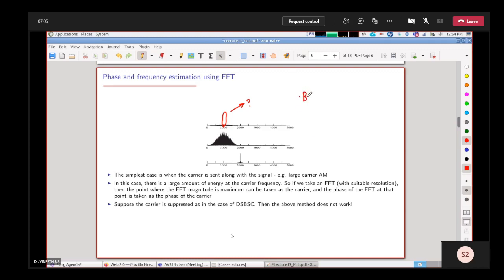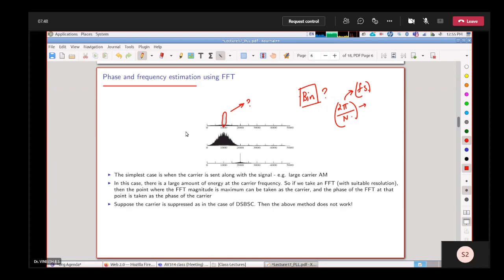So is everyone aware of what an FFT bin is? It's related to the size of the FFT, the resolution with which it can resolve the frequency. It is like 2 pi by N, right? 2 pi corresponds to your sampling frequency, so it is Fs by N in your continuous time frequency domain.